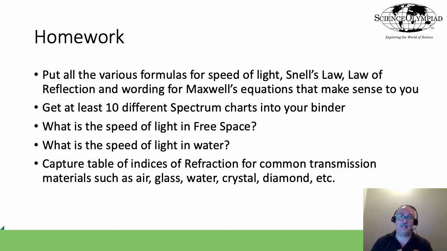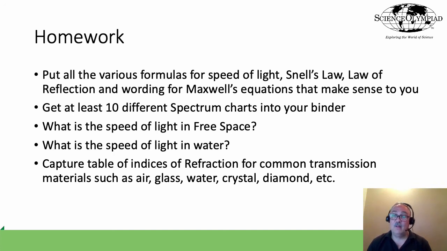Find out what the speed of light in free space is. Make sure you put in there the equations, etc., because I'm going to be asking you what the speed of light in water is. I'm going to be asking you for the table of indices of refraction for common transmission materials like air, glass, water, crystal, diamond, quartz, etc., anything that I can transmit light through or an electromagnetic wave through.